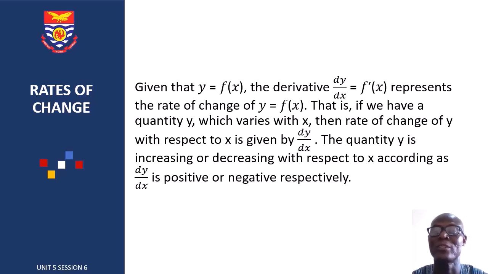Now you should know that the quantity y is either increasing or decreasing depending on the rate of change dy over dx. If the rate of change dy over dx is positive, then the quantity y is increasing. However, if dy over dx is negative, then the quantity y is decreasing.